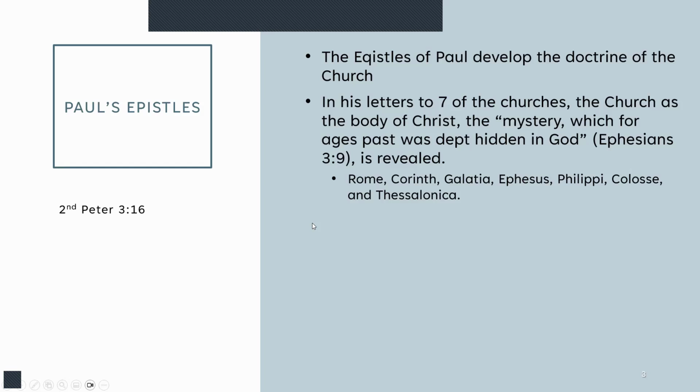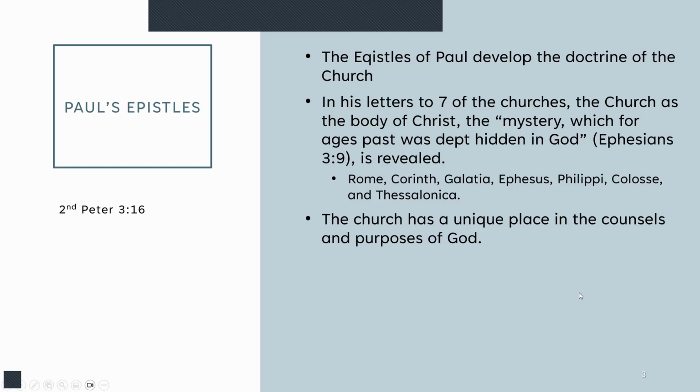In his letters to the seven churches, that'll be in Rome, Corinth, Galatia, Ephesus, Philippi, Colossae, and Thessalonica. The church was the body of Christ, a mystery which for ages past was hidden in God. That's in Ephesians. And when you study the Old Testament, you will see Jesus and different mysteries that were to be revealed. And when Christ came, he revealed many of those mysteries. The church had a unique place in the counsels and purposes of God.